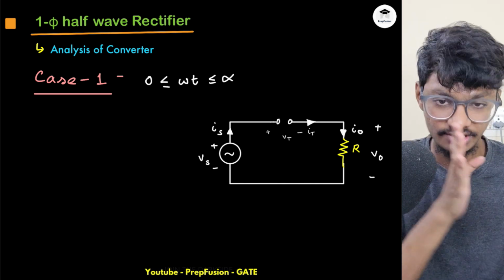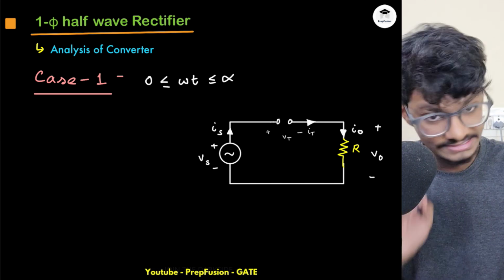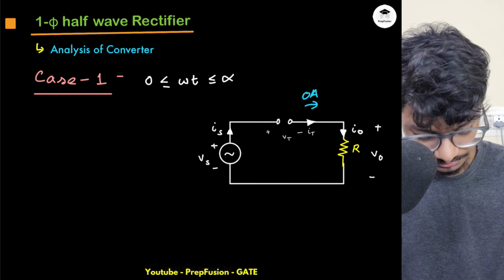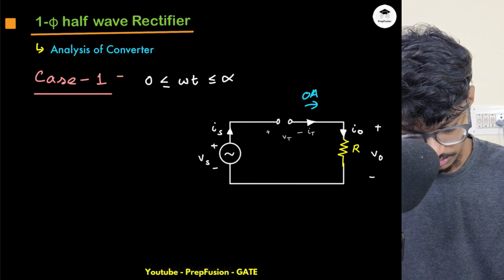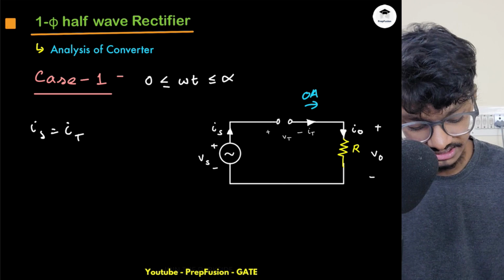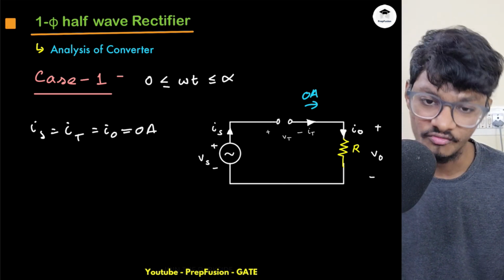What is analysis? I will divide it by case. So first, from 0 to alpha, what is happening? From 0 to alpha, my SCR is off. Omega t equals 0 to alpha, my SCR is off. The current is 0 amperes. So my Is, the source current, is the same as the thyristor current. Both are in series. It is the same as the load current. All of it is 0 amperes.